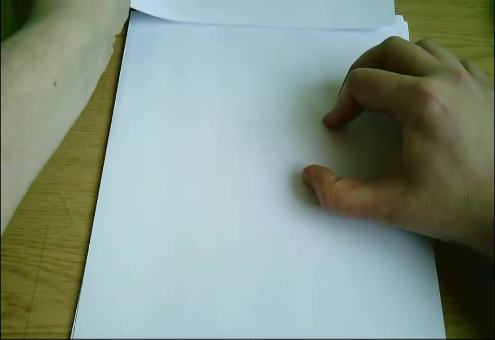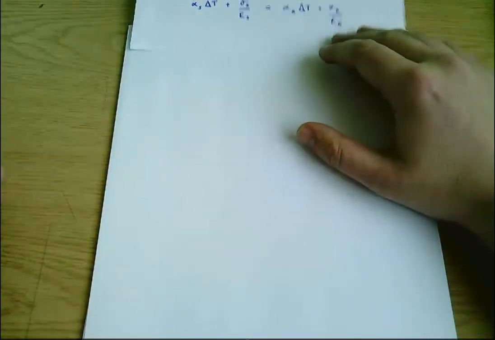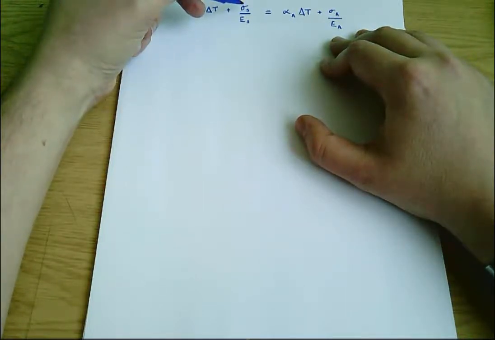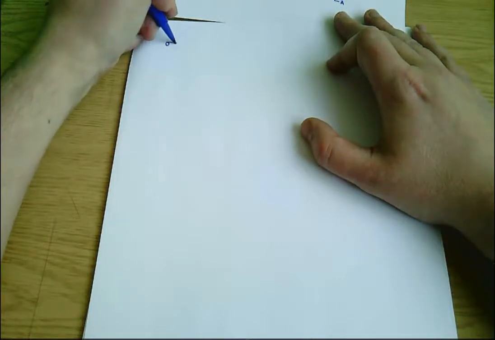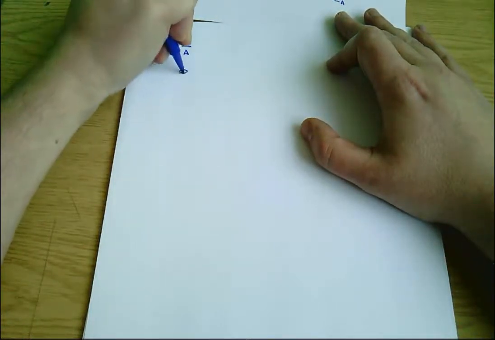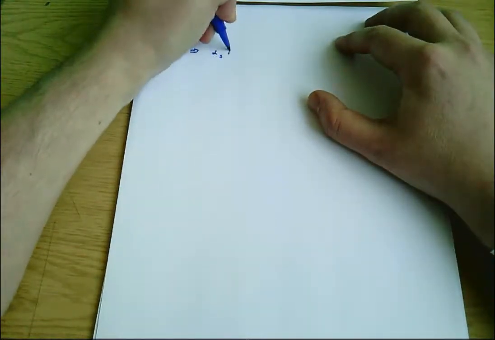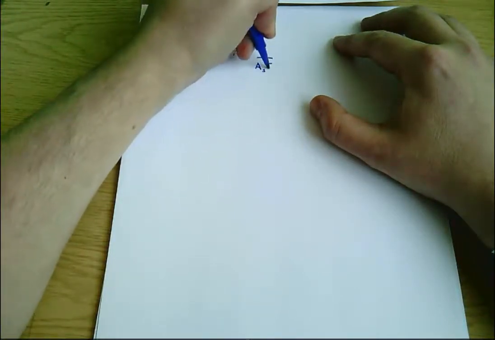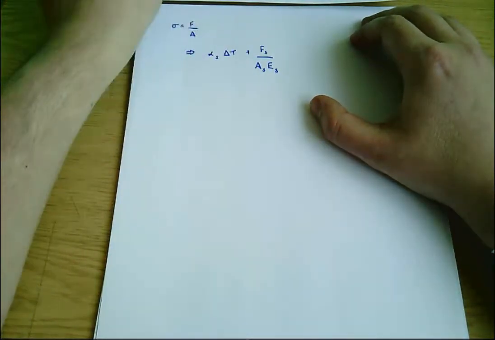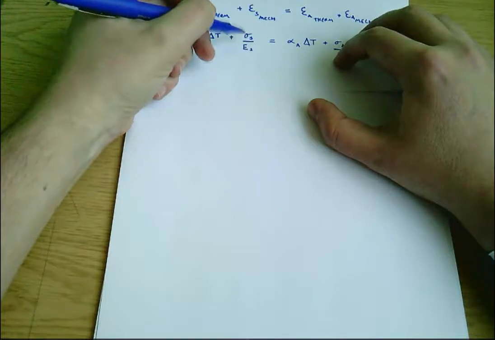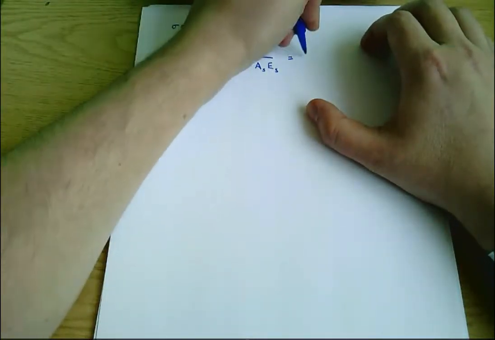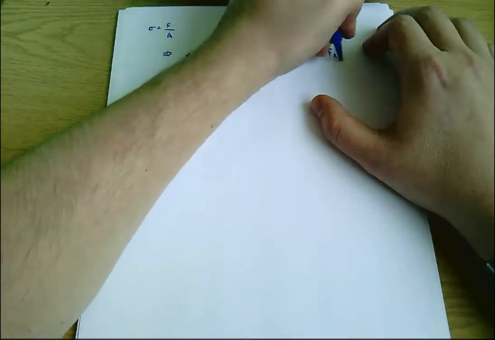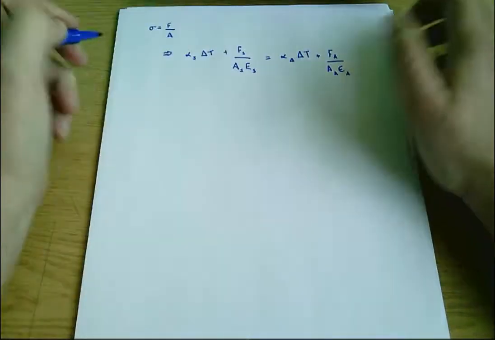The next thing I'm going to want to do, just try and bring this down so it's in shot a bit, is relate sigma to force. Stress is force over area, so therefore we can say alpha S delta T plus force in the steel divided by area in the steel, etc. So I've substituted sigma equals force over area into this equation. That's all I'm doing. Equals alpha in the aluminium delta T plus force in the aluminium divided by area of aluminium, Young's modulus for aluminium.